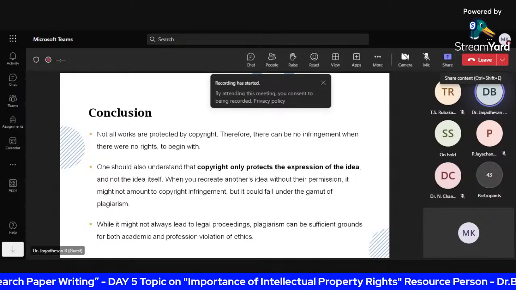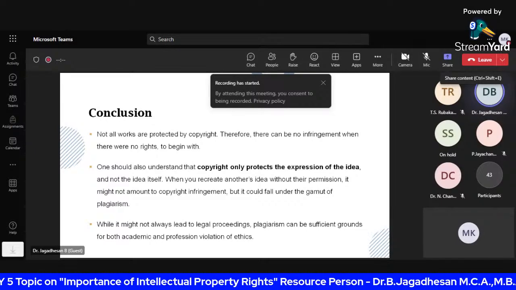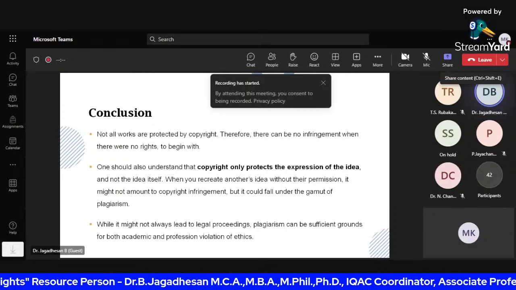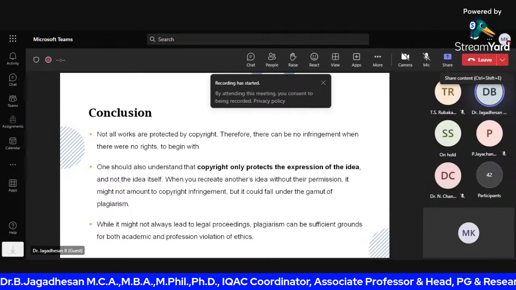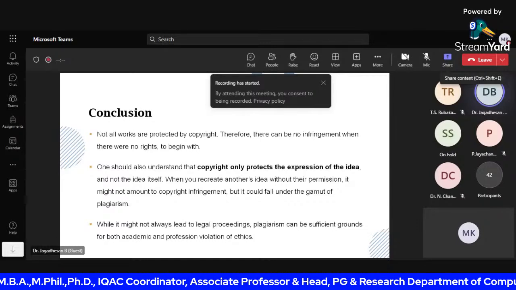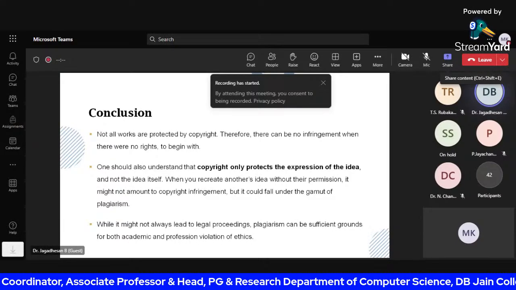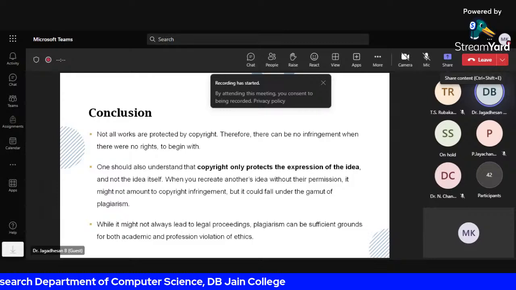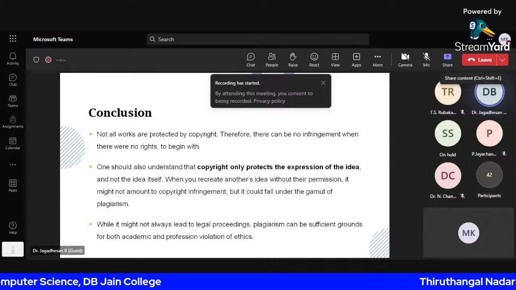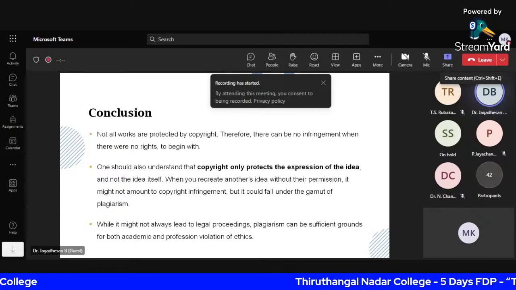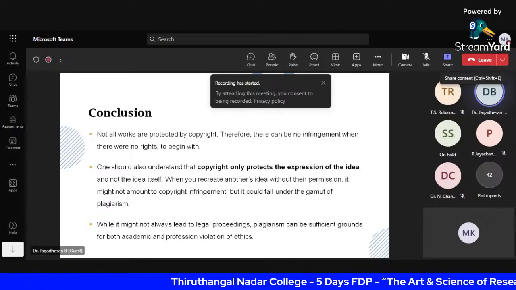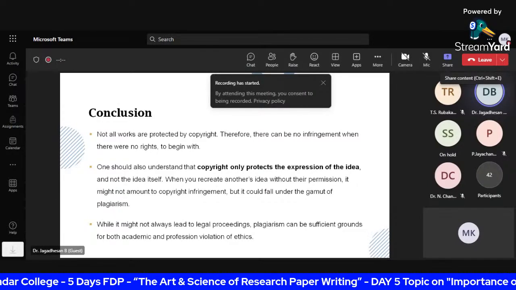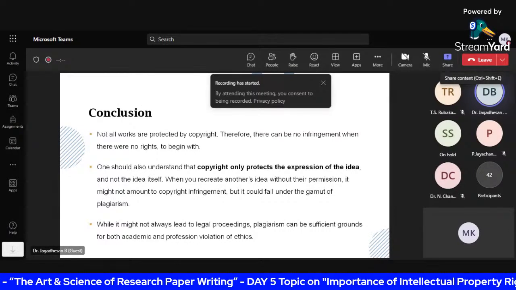When you recreate another's idea without their permission, it might not amount to copyright infringement, but it could fall under plagiarism. As I already told you, if there is a financial benefit, it can be copyright. Without a financial benefit, if you utilize it in good faith, that is called plagiarism. While it might not always lead to legal proceedings, plagiarism can be sufficient ground for both academic and professional violation of ethics. So I request all the faculty members and research scholars, kindly utilize your own ideas, your thoughts, your innovation. That will be better in your academic journey.